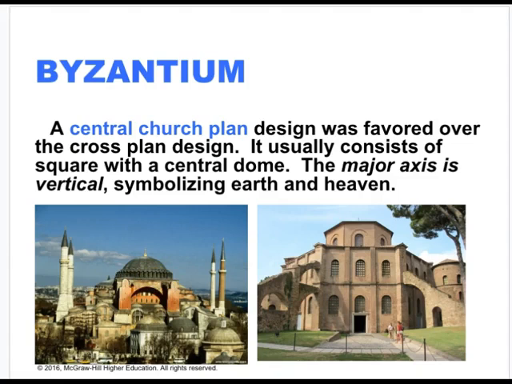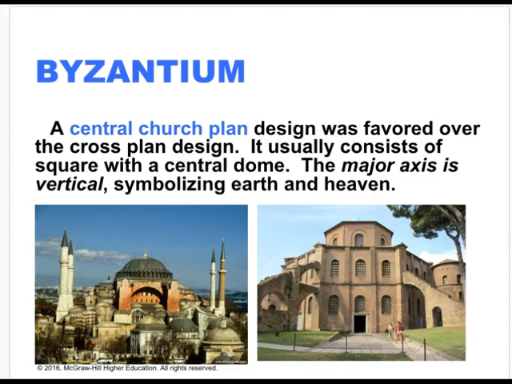So let's just read about why it was favored. A central church plan design was favored over the cross plan design. It usually consists of a square with a central dome. The major axis is vertical, symbolizing earth and heaven. So I think they both really show you that. You have like a square base. This one maybe looks like an octagon base with more of a dome on top of it. But it's more of a central, well, that's why it says central church plan. It's more of like a round central thing.